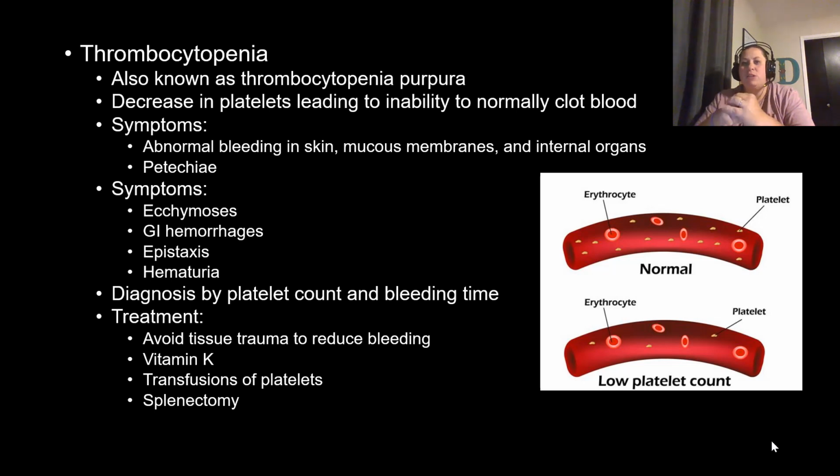So guys, if you look here in this picture, this just shows you normal blood with the number of platelets versus somebody who has what we call thrombocytopenia, the low platelet count. A lot of times this is due to their platelets. They're formed, but they just don't live as long as they're supposed to. Okay, they're kind of weakened. They just don't live as long.